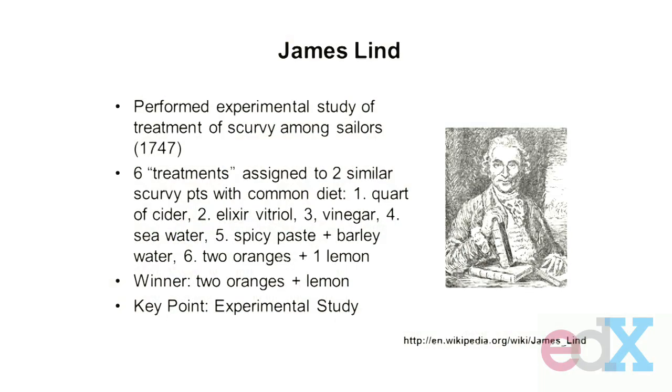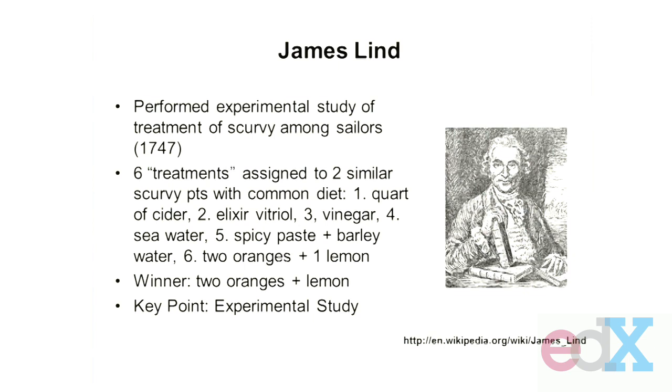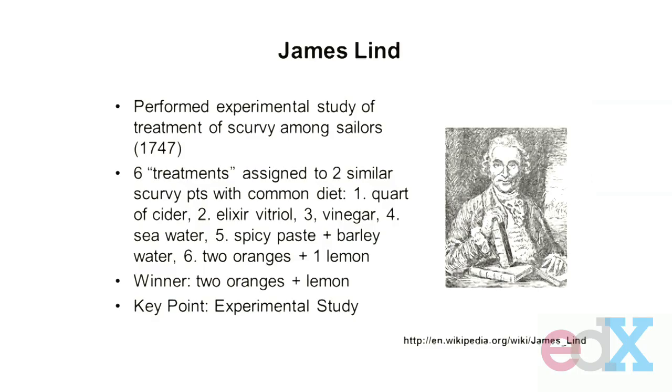All 6 groups, all 12 people, received a common diet. But each group received something in addition to that. One group received a quart of cider. One group received the elixir vitriol, which is sulfuric acid. One group received vinegar. One group received seawater. One group received a spicy paste made of mustard, I think, and garlic, along with some barley water. And the last group received 2 oranges and 1 lemon.